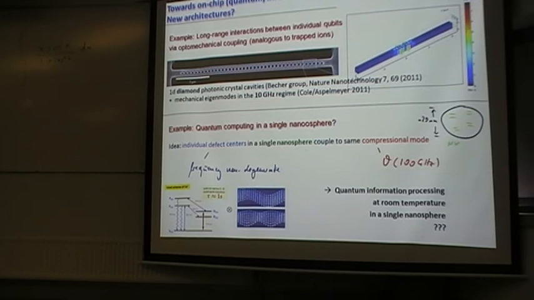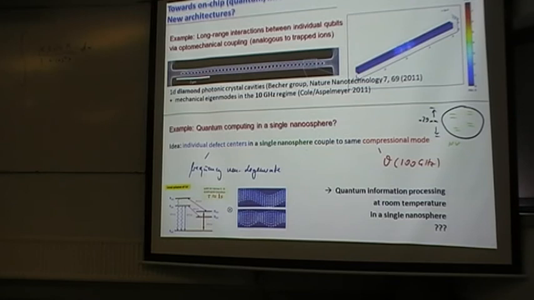Right? So I don't know, maybe you can realize a 10-qubit quantum computer in a 20 nanometer nanosphere. Who knows? I have no idea. I think this is an extremely intriguing perspective to have just a crystal, and then you do quantum information processing at room temperature in a single crystal by making use of those mechanical modes.